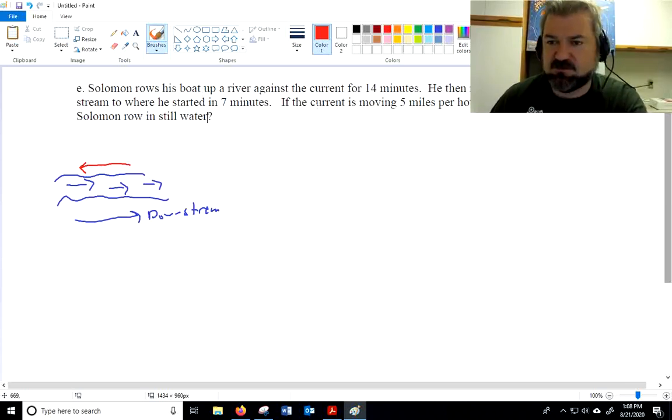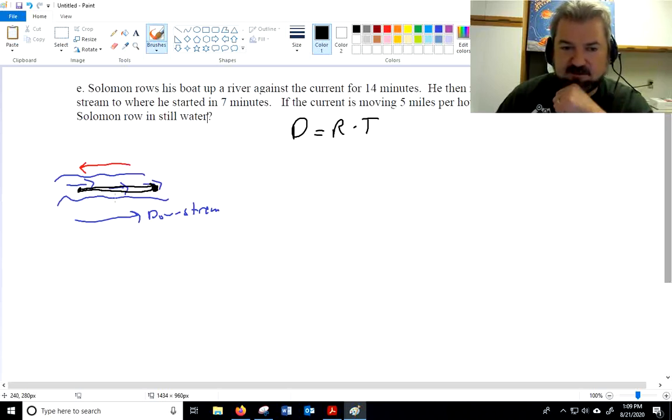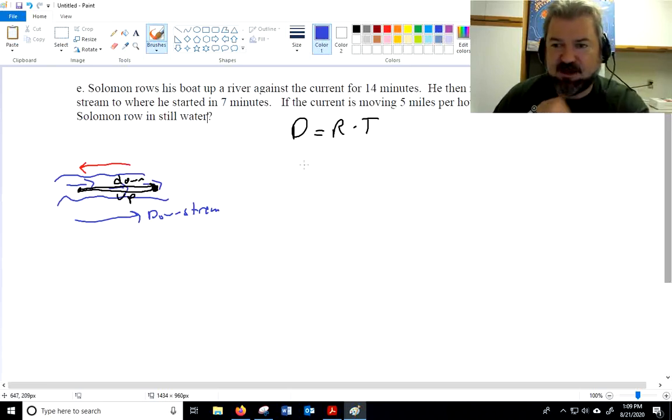All right, so the current is moving 5 miles per hour. So we know that distance is equal to rate times time. Solomon gets in his boat and he rows all the way up to some distance, turns around, and comes all the way back. So the amount that he goes upstream is the same that he goes downstream. All right? So upstream, how far did he go?